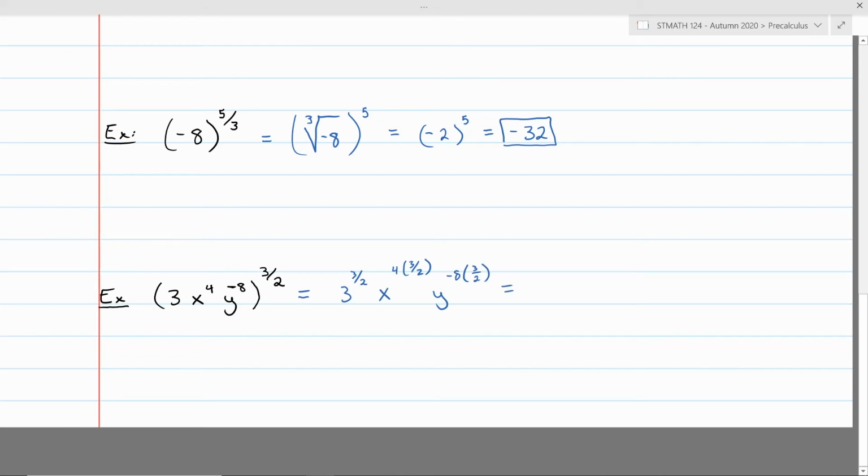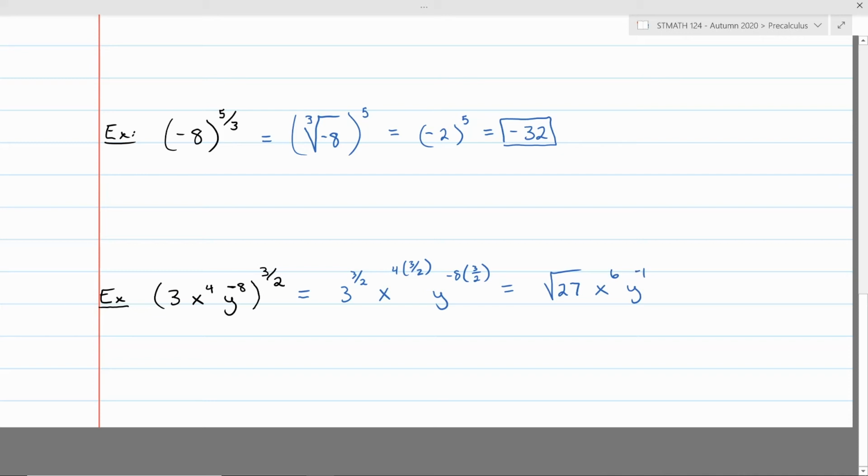Well, 3 to the 3/2 is 3 to the 3/2, but if you wanted to see it in sort of a radical form, you could write that as the square root of 3 cubed, which is 27. So let me just put 27 inside the square root. And then x to the 4 times 3/2, well, you can cancel the 4 and the 2 there. So you get 2 times 3 is 6, that'd be x to the 6th. And y to the negative 8 times 3/2, so it'd be negative 4 times 3, it'd be y to the negative 12th power.